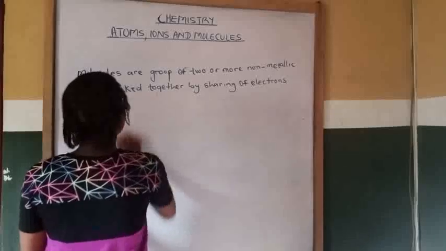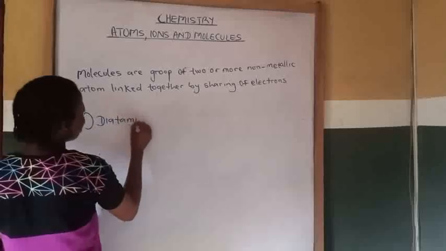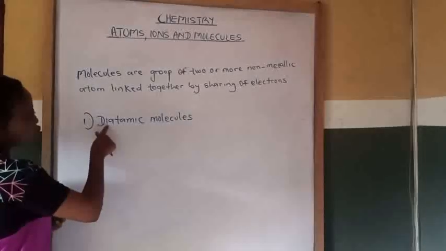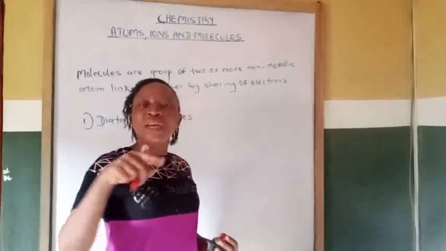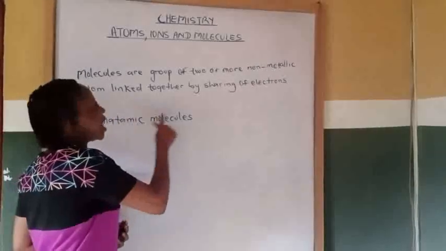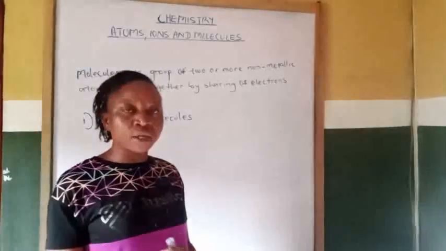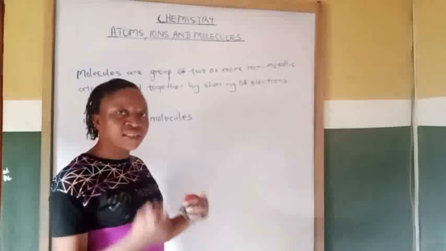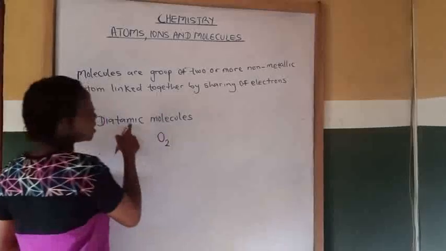molecules. Number one, we have diatomic molecules. Di means two. That is two non-metallic atoms. When we say diatomic, that is two non-metallic atoms, which give us what we call a diatomic molecule. It can be atoms of the same element or atoms of different elements. So when you have two atoms of either the same element or different elements, usually non-metals, we call it a diatomic molecule.